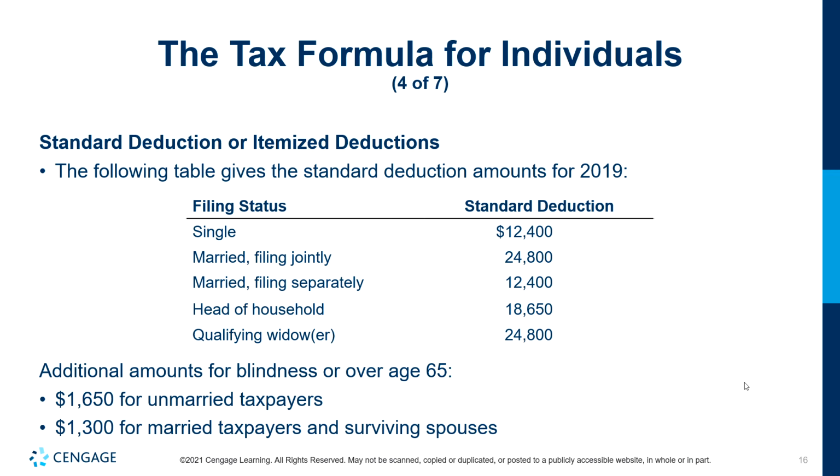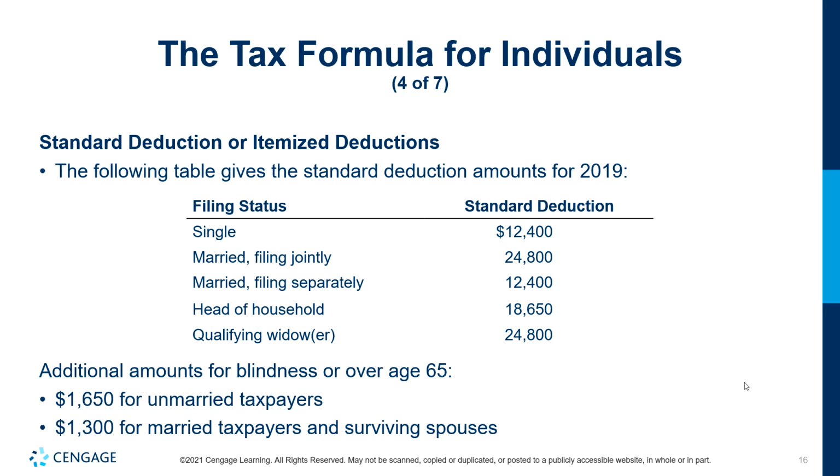Alright. Standard deduction versus itemized deductions. This is the following table of standard deduction amounts for 2019, even though this is a 2021 book. So, single is 12,400. I think they probably meant 2020. 12,400. Married filing jointly is 24,800.